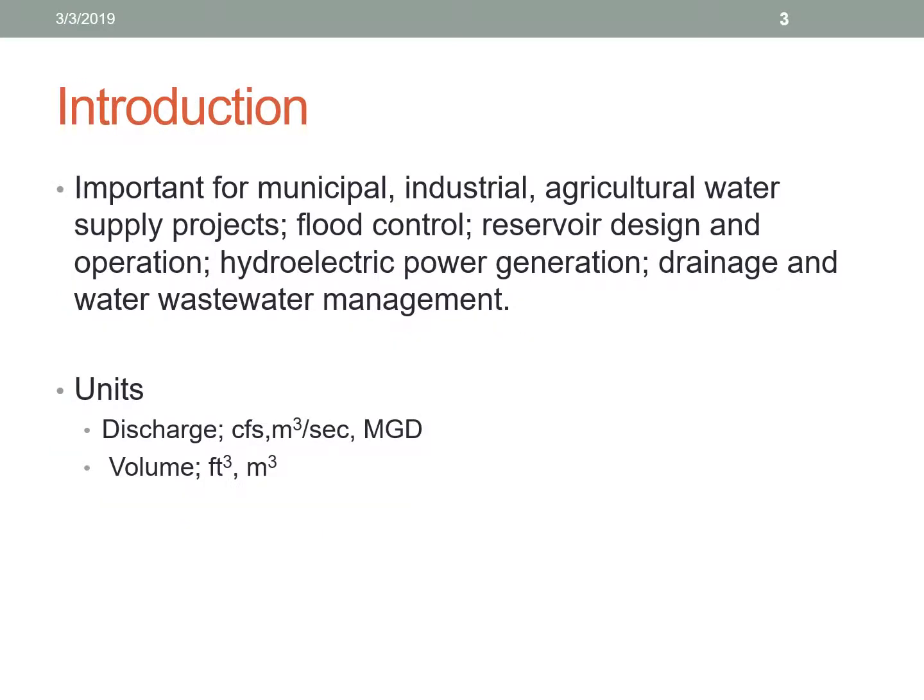Introduction. Runoff is important for municipal, industrial, and agricultural water supply projects, flood control, reservoir design and operation, hydroelectric power generation, drainage, and wastewater management. These are important sections where we need runoff. The units: discharge is CFS, feet cubed per second, that's flow rate, or meters cubed per second, or MGD, million gallons per day. For volume, we deal with feet cubed and meters cubed.